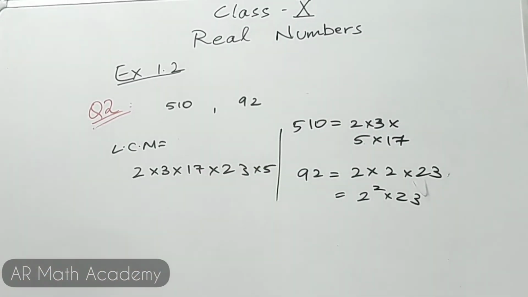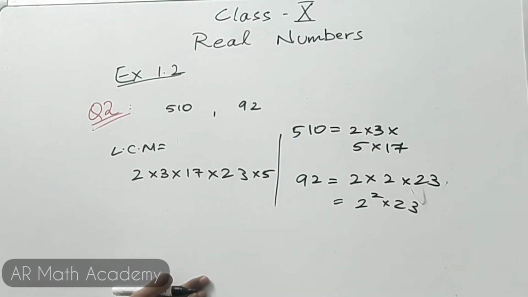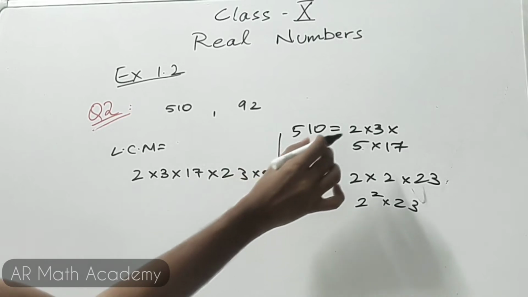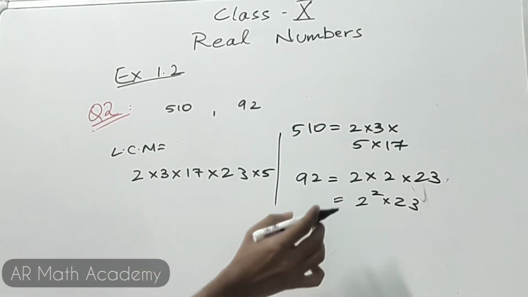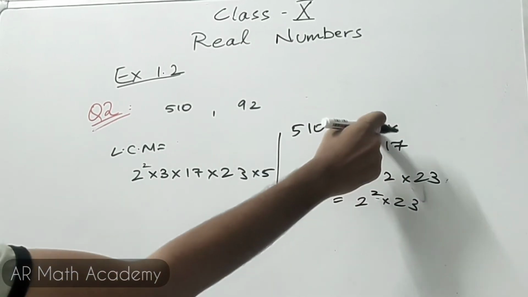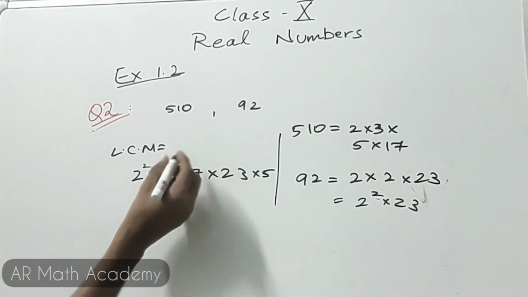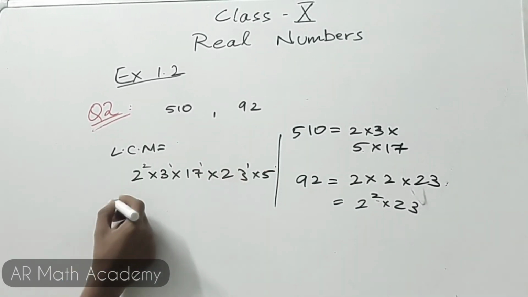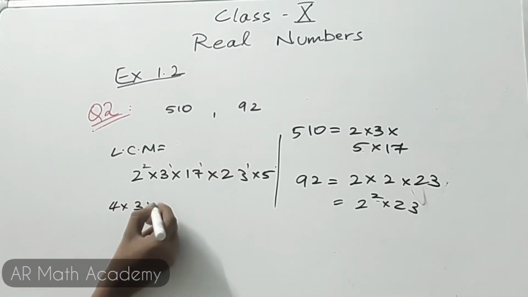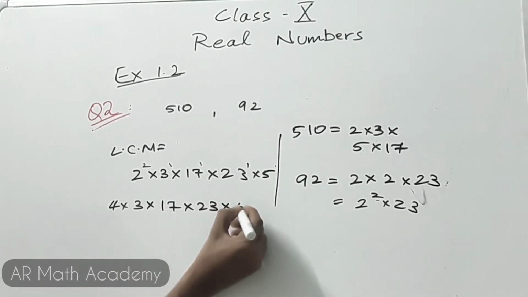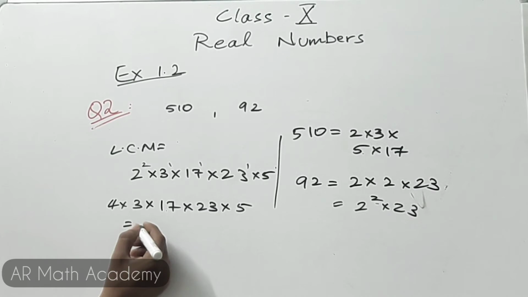Now you've taken all the product of the bases. Now take the highest power of all these bases. For 2 the highest power is 2 square. For 3 and all the other numbers, 3, 5, 17, 23, it is 1 only. Now take the product: 4 times 3 times 17 times 23 times 5. Multiplying all these numbers now will give us the LCM.